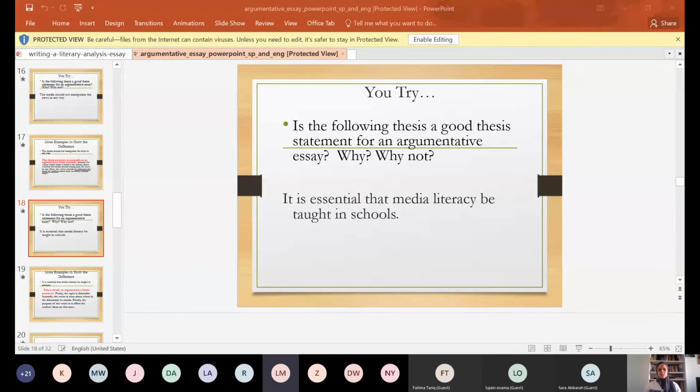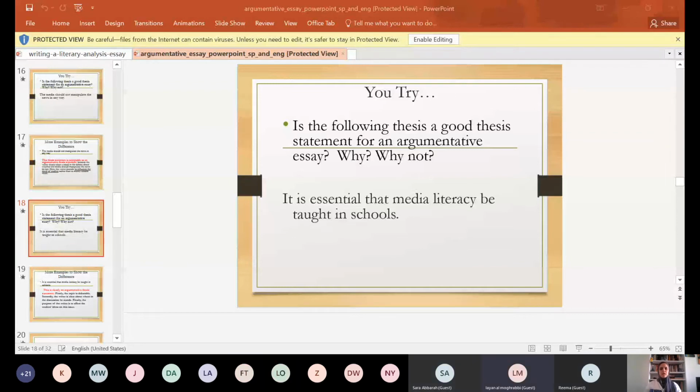It is essential that media literacy be taught in schools. Is it an argumentative statement? Yes, it is, because you can argue, you can debate whether it's essential or not. It's your opinion. But what will you mention in the bodies?